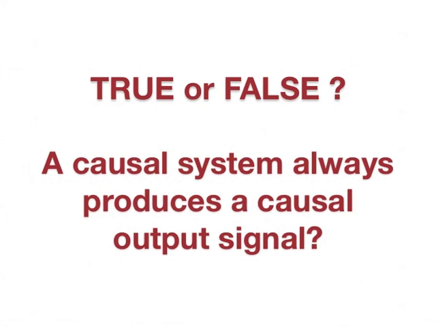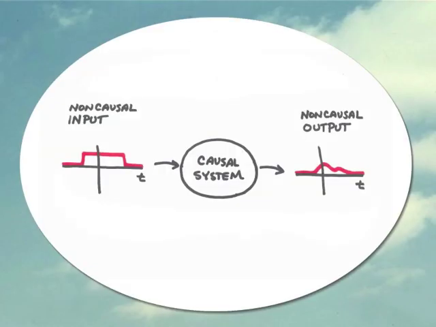So, true or false? A causal system always produces a causal output signal. The answer is false. And here's an example. If we put a non-causal input into a causal system, the output can be non-causal. A causal system just means that the output doesn't respond to future inputs. But if the input is doing something before time 0, the output can do something before time 0 as well. So the output of a causal system can be non-causal.